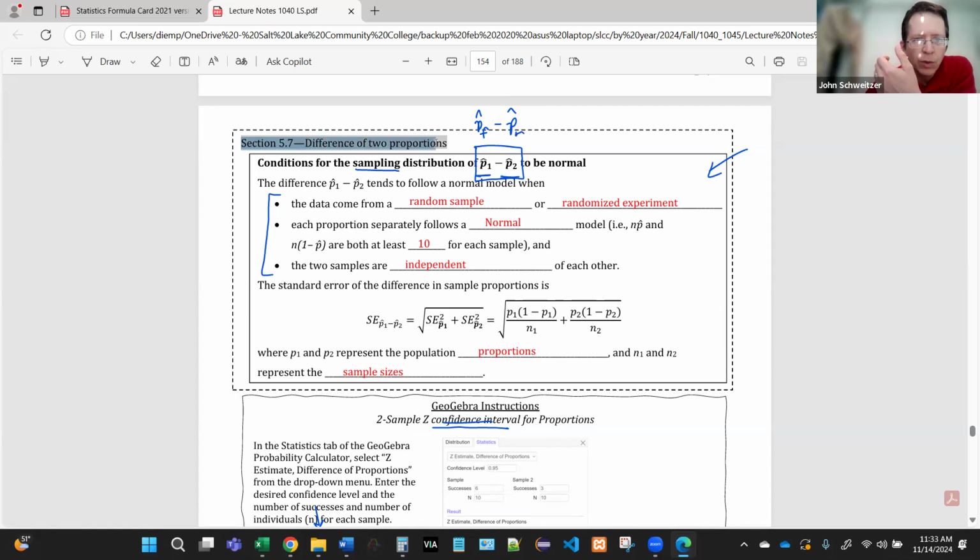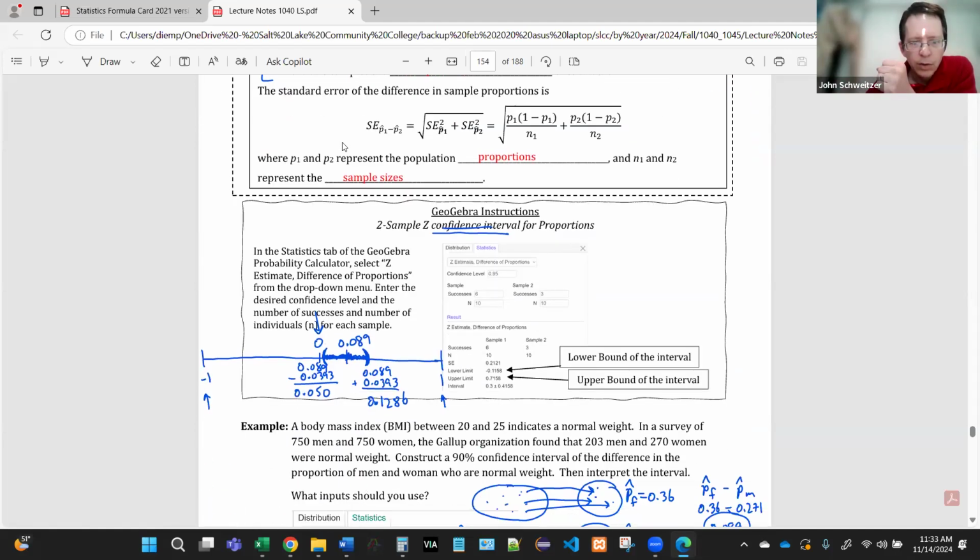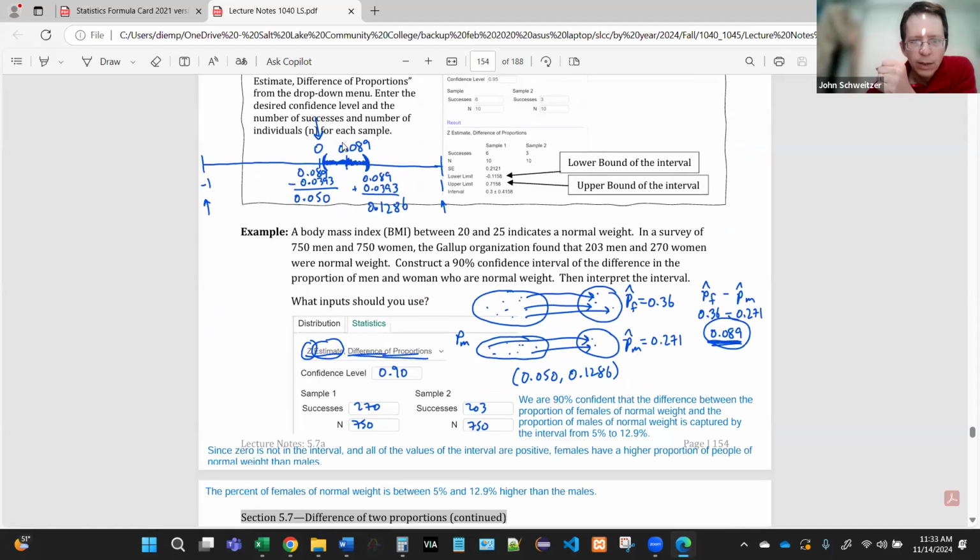What's new about this section? Well, now it's a difference of two proportions. So we're trying to see if one population is different than another population, and if it is, how big is the difference? Okay, and the data structure is a categorical variable for the explanatory variable, and another categorical variable for the response variable.